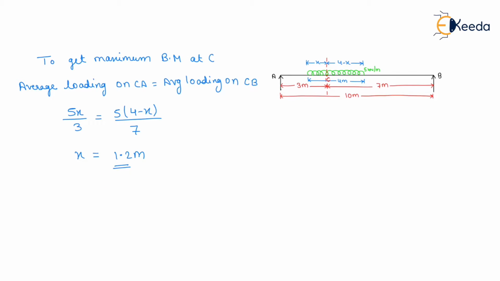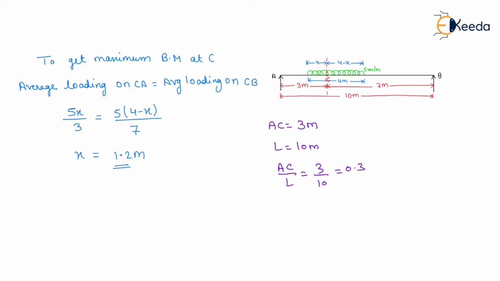You can also calculate this x by the ratio in which the span is dividing with respect to the total span length. Suppose that AC length is equal to 3 meter and the total span length, that is L, is equal to 10 meter. So what will be the ratio of AC by the total span length? It will be equal to 3 by 10, that is 0.3.